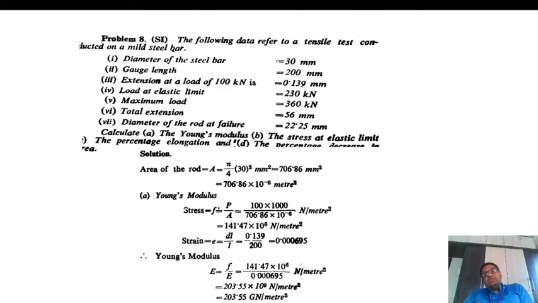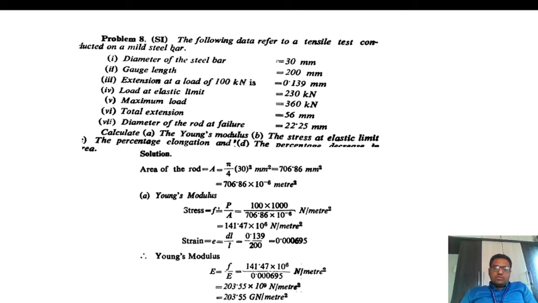Strain is change in length upon original length. The change in length, that is extension, is given for a load of 100 kilonewton in the given data, and that is equal to 0.139. So we will substitute change in length equal to 0.139. Original length, gauge length, is also given, and that is equal to 200. So after putting those values, we will get the strain answer as 0.000695.